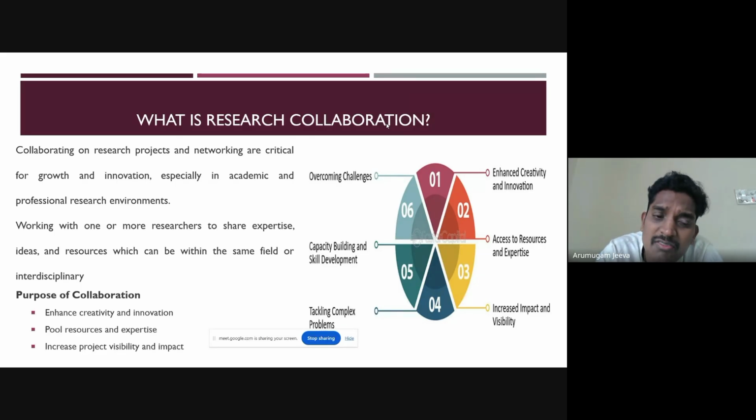Collaboration on research projects and networking are crucial for growth and innovation, especially in an academic and professional research environment. We are in the position to collaborate in order to create more awareness and citation among the peer group, working with one or more researchers, sharing expertise, ideas, and resources within the same field or interdisciplinary.